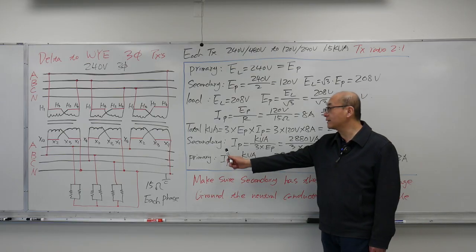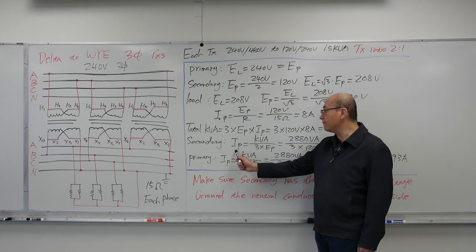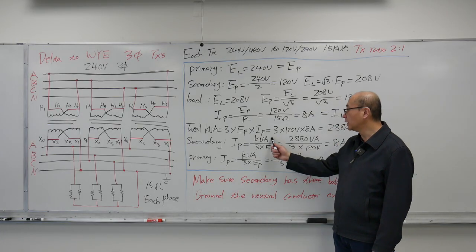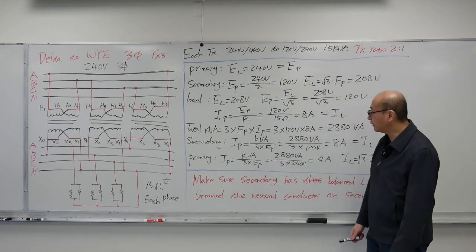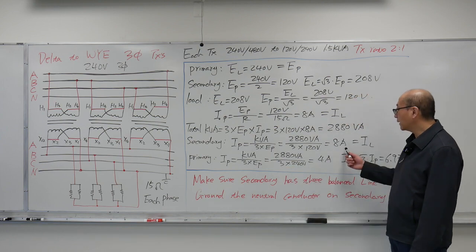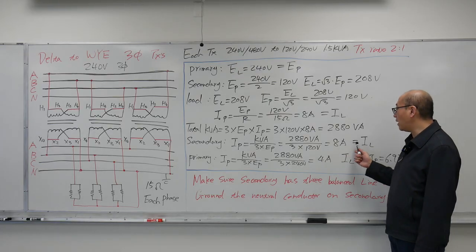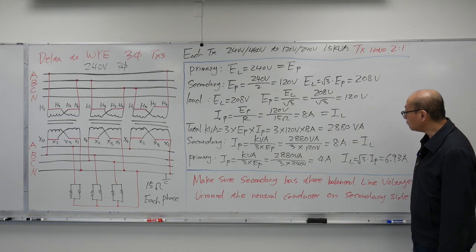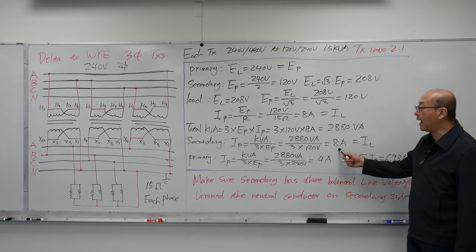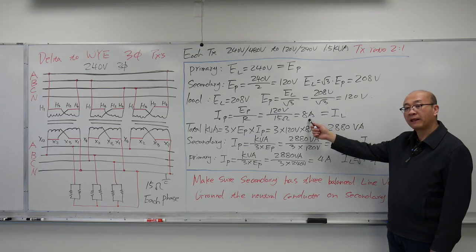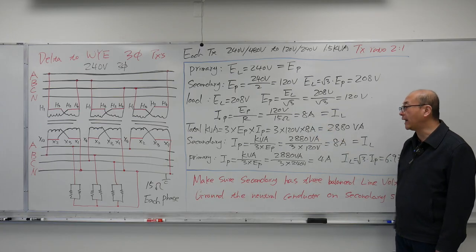Now I can calculate the secondary transformer phase current. I'm just going to use the total load VA to do the calculation: total load VA divided by 3, divided by phase voltage, gives 8 amps. The secondary is a Y connection, so this 8 amps is also the secondary line current for the transformer bank. You can see this 8 amps is the same for the secondary of the transformer, and also the same for the load, because both the secondary of the transformer and the load are Y connected.